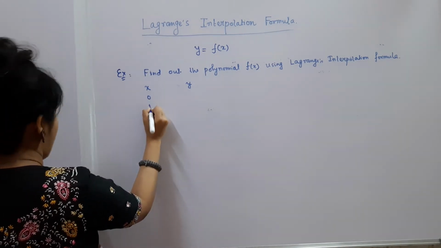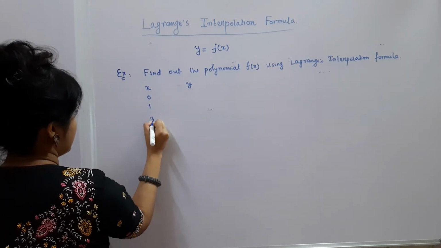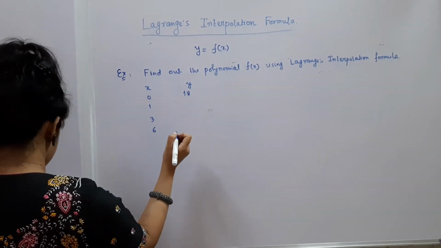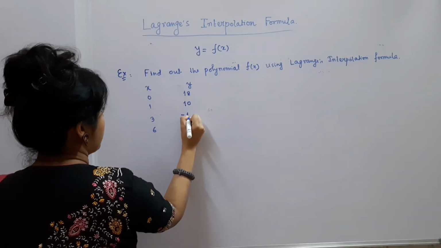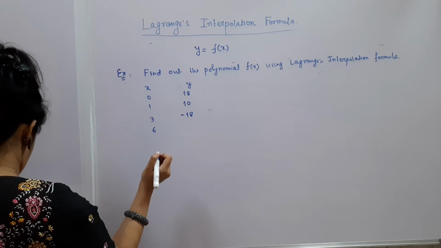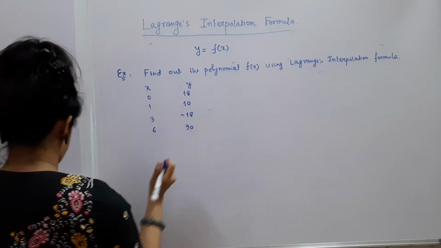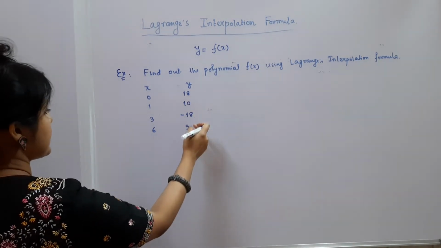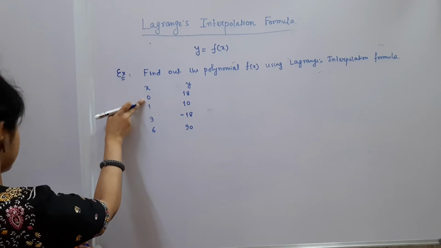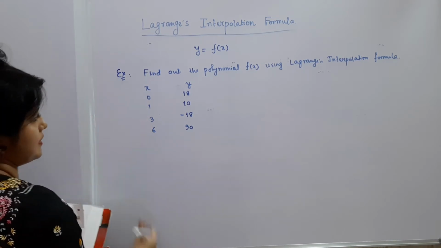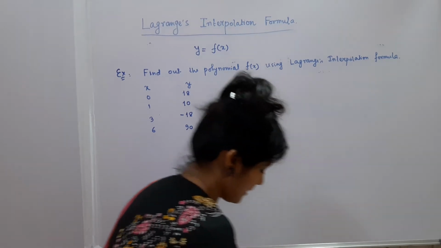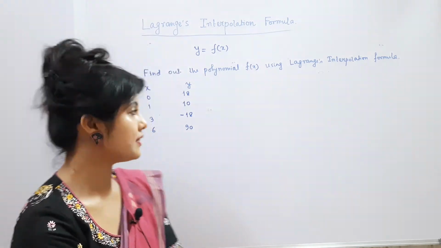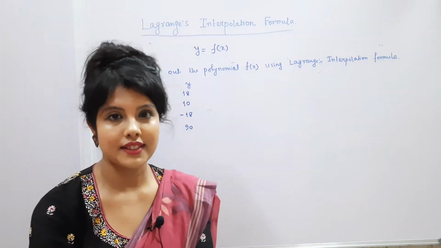X is 0, 1, 3, 6, and the corresponding values of y are 18, 10, minus 18 and finally 90. So, 18, 10, minus 18, 90 and here the values of x are 0, 1, 3, 6. And it is very clear that x are not equally spaced. So, you cannot apply Newton's forward and backward in this case. So, you have to apply Lagrange's interpolation formula.